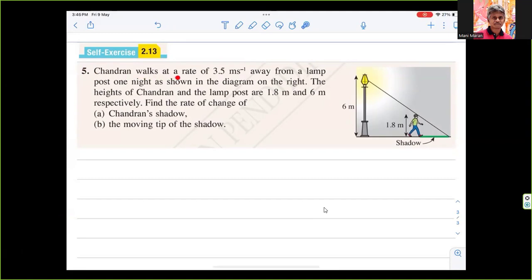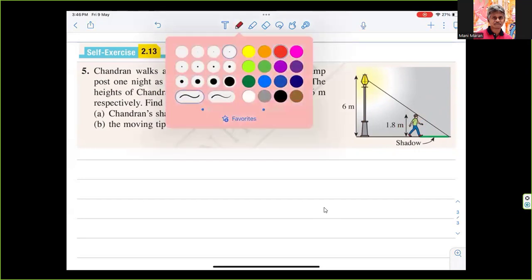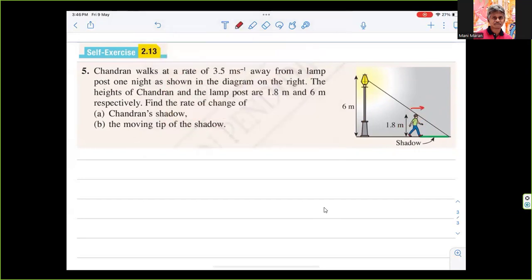Chandran walks at a rate of 3.5 meters per second away from a lamppost one night, as shown in the diagram on the right. You are given the person, Chandran, walking away from a lamppost over here. He is walking away in this direction at the rate of 3.5 meters per second. That is the rate at which he is walking away from the lamppost.